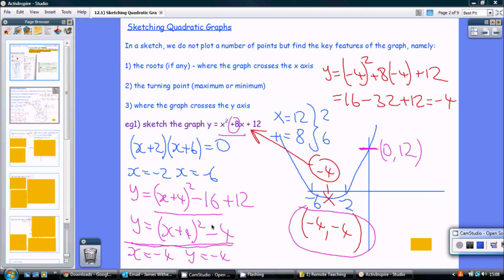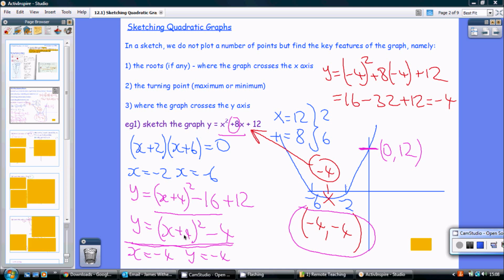Now obviously the next line we've just gathered up a minus 16 and plus 12 to have the minus 4. And that's it. We've rearranged it into completing the square format. Now, as we've mentioned before, one of the benefits of completing the square, of getting into this format, is that you can just by sight see what the minimum point was.